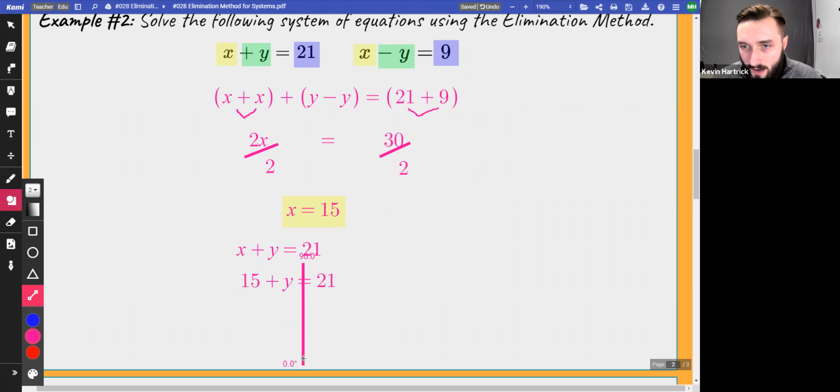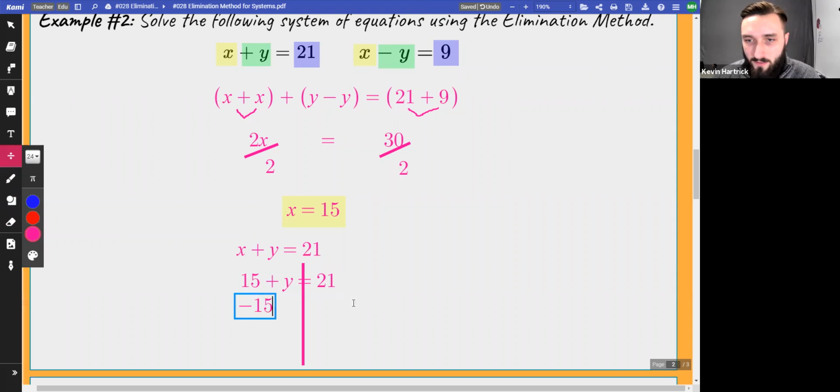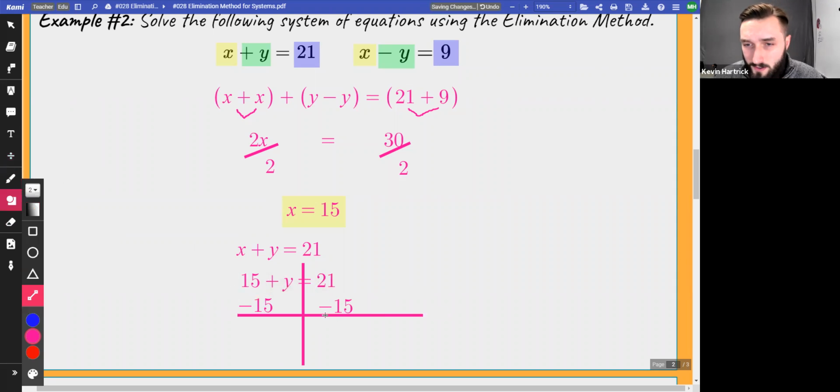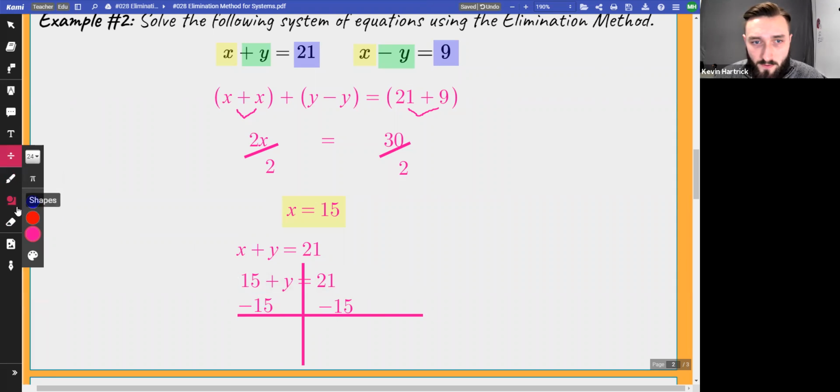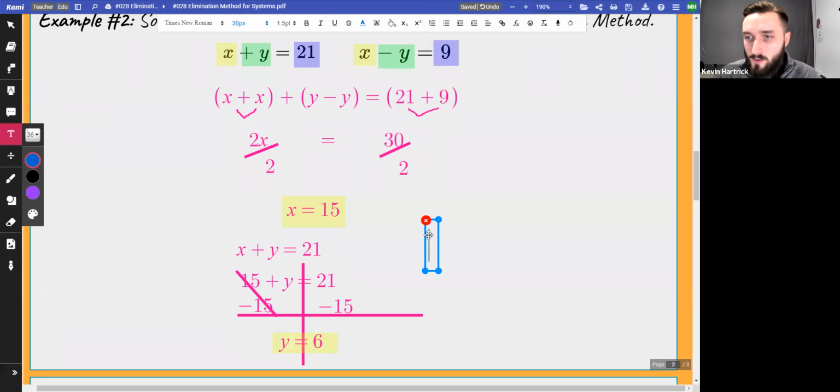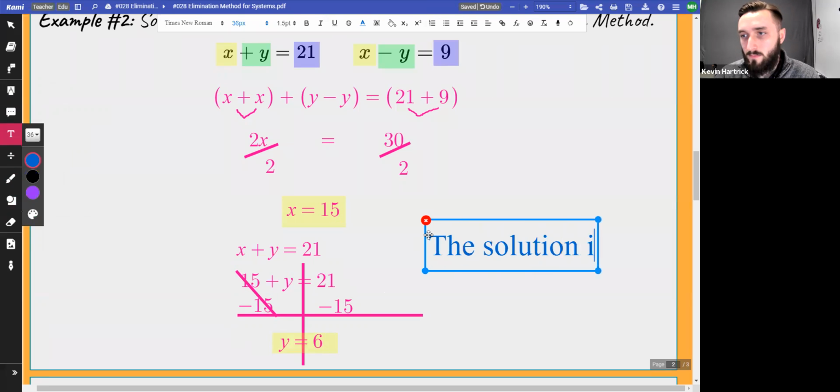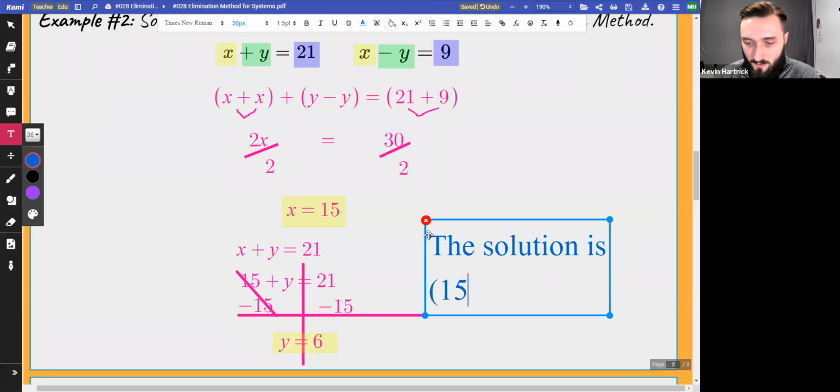So I have y right here. I just need to get rid of this 15. It's positive, so I'm going to subtract 15. Subtracting 15 on both sides will give me my answer. All I have left, first of all, these 15s cancel, which is what I wanted. All I have left on this side is my y, which is what I'm trying to find. I have my y isolated, so all I need to do is this subtraction here, which should give me a 6. So I found my x, I found my y. Now I just need my solution statement, and I'm all good. So I'm going to say the solution is 15, 6. And that is your intro to elimination method.